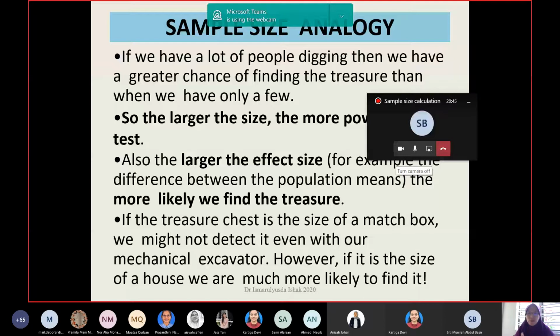So for me to say that cats have four legs, I only need maybe 5, maybe 10. I don't need 100 cats. I don't have to catch all 100 cats or all 1,000 cats to say that cats have four legs. So that means that is a very large effect size. I don't need many, I need only a few.